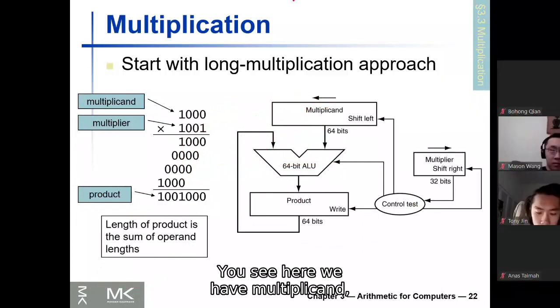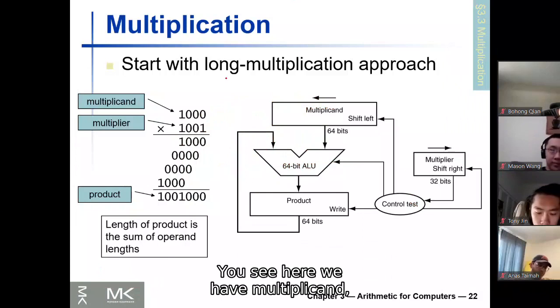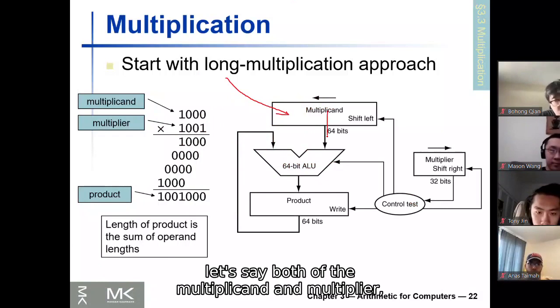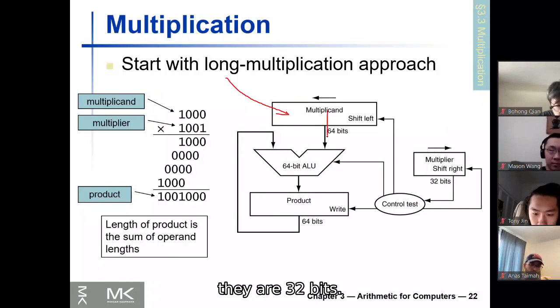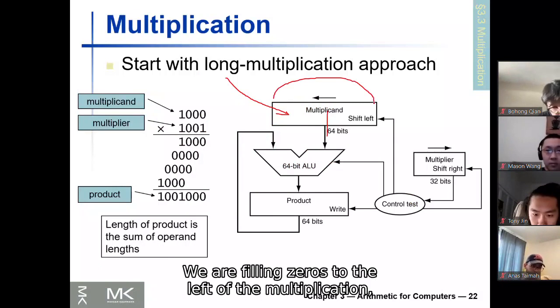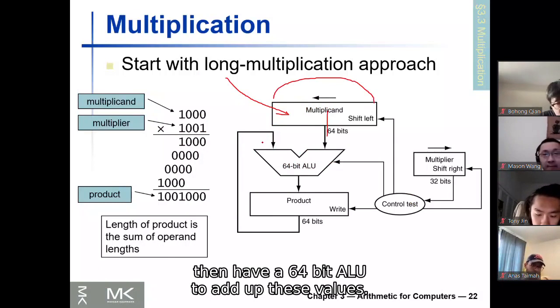So you see here, we have the multiplicand, and let's say both the multiplicand and the multiplier are 32 bits. If they are 32 bits, we put the multiplicand as 64 bits. We fill zeros to the left of the multiplicand. And then we have a 64-bit ALU to add up these values.